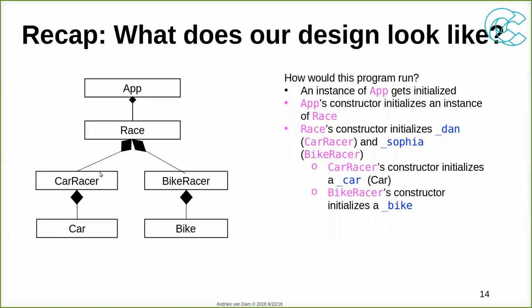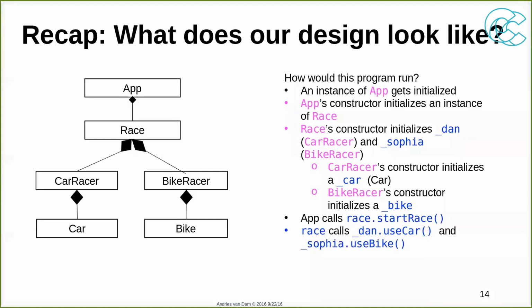So Dan is a car racer and Sophia is a bike racer. Right. So you again initialize those two values. And Dan and Sophia now need to make use of the car and the bike respectively. Okay. So in the constructor, they initialize it with the bike and car, and then they call the use car and use bike methods. So that's how you model the entire application using these classes. After you do that, you can start the race, and at some point of time, you can also end the race.